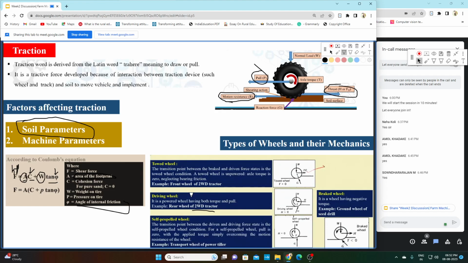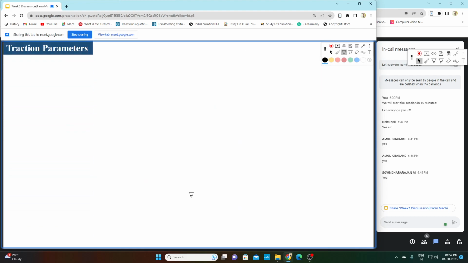Okay, so I hope all this is clear. Now moving on to the next slide, we will be studying some of the traction parameters. In the earlier slide we learned what traction is. Now we will see some of the traction parameters. There are 5 traction parameters that are very important, and whenever you attend any exam on farm machinery, this will be asked.